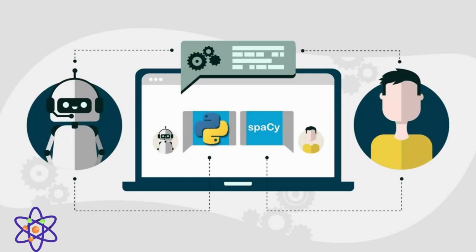spaCy is a popular and efficient NLP library known for its speed and accuracy. It provides pre-trained models for multiple languages, enabling tasks like named entity recognition and dependency parsing. spaCy offers easy integration with deep learning frameworks like TensorFlow and PyTorch. It simplifies common NLP tasks with its straightforward API and object-oriented design. spaCy is a top choice for developers seeking high-performance NLP capabilities.